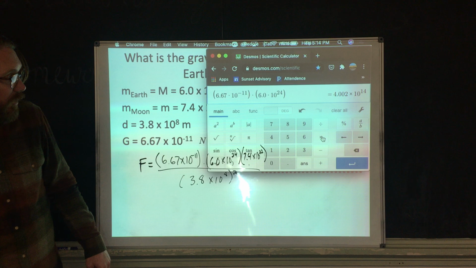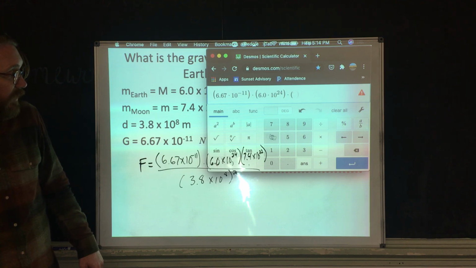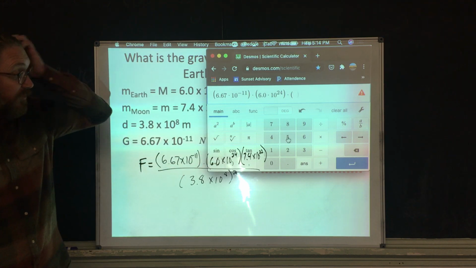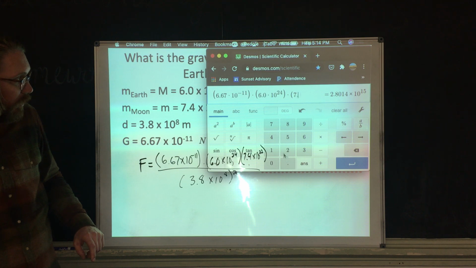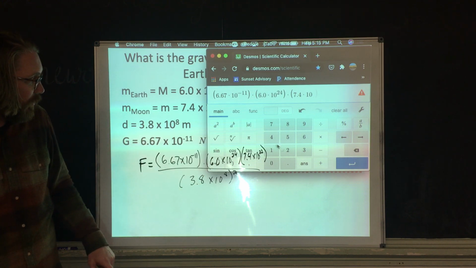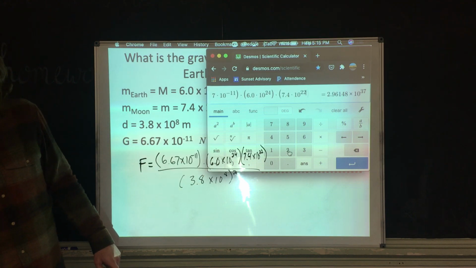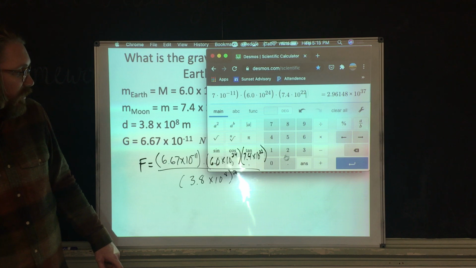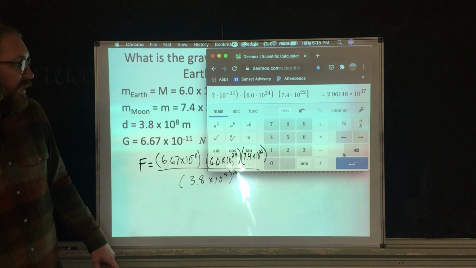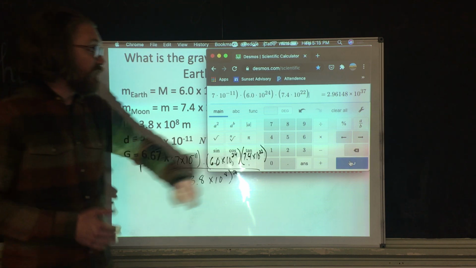And then we got one more: times, parenthesis, 7.4 times 10 to the 22. Press the down arrow, and then hit close parentheses. And now you hit this big enter button. Okay, so this is your answer.